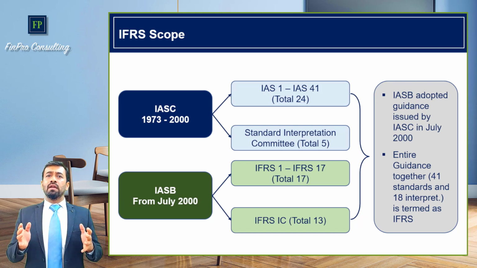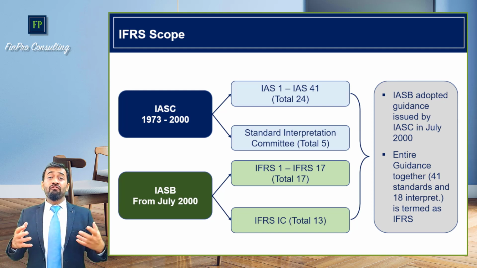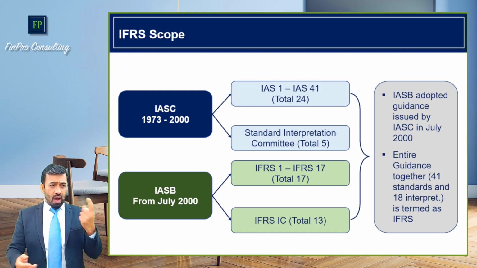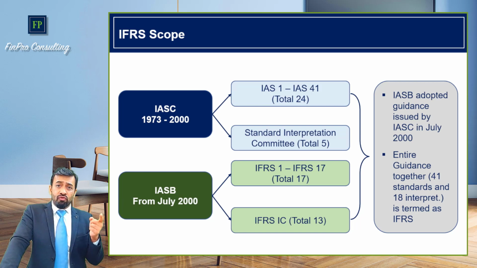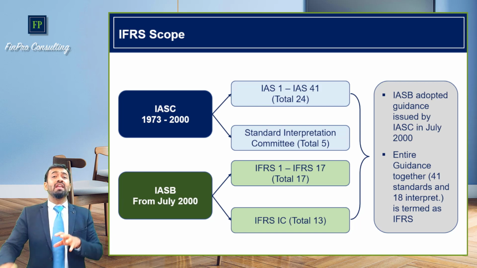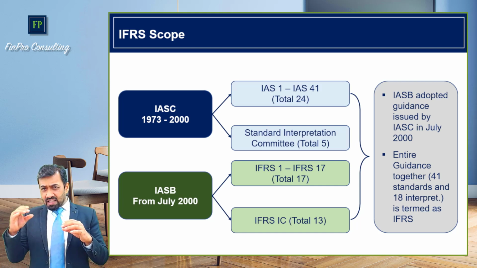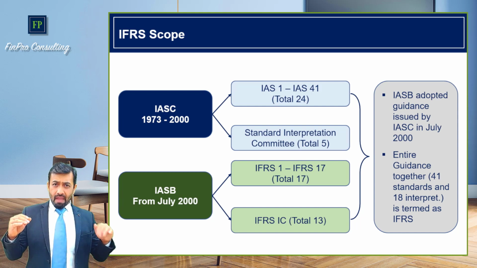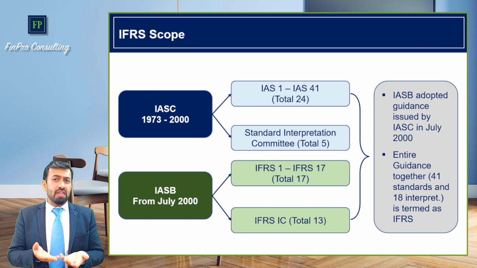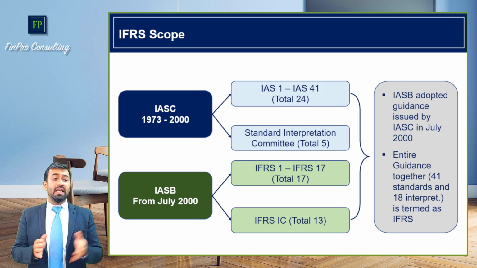So the total guidance of 24 standards plus these 17 standards makes 41 accounting standards. One accounting standard is common, on insurance contracts. IFRS 4 is also effective, while IFRS 17 is not yet applicable. Considering that, once IFRS 17 becomes mandatory, IFRS 4 will be removed, and likewise there will be 40 such standards. So currently there are 41 standards and 18 interpretations in force.